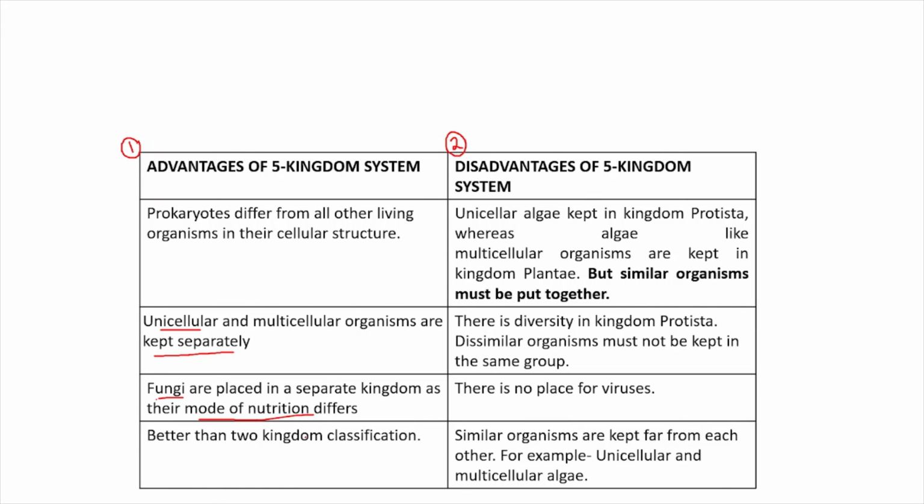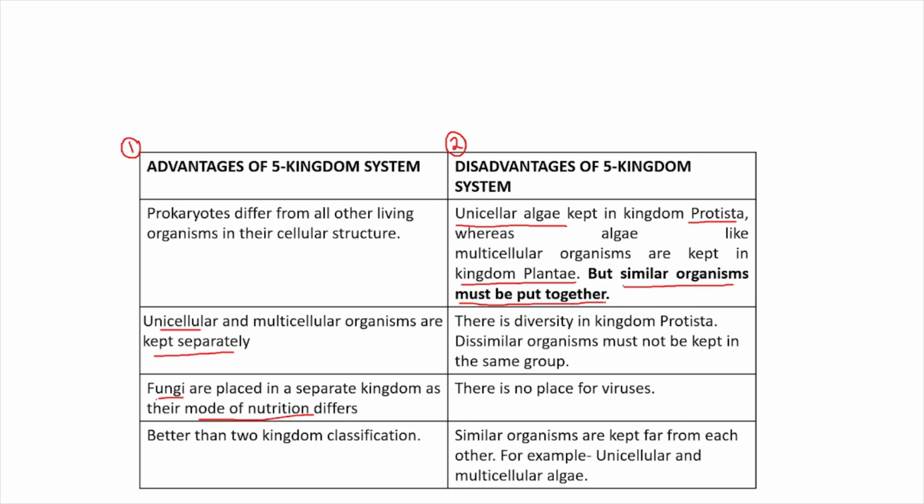Now, despite all these advantages, we have some disadvantages for the 5 kingdom system of classification. What are they? Number one, unicellular algae are kept in kingdom Protista, whereas multicellular algae are kept in kingdom Plantae. So this is very important. Unicellular algae have been placed under kingdom Protista, while multicellular algae have been placed under kingdom Plantae. But we know that similar organisms must be put together. So if you are classifying algae, then you should put all the algae together under a single kingdom.